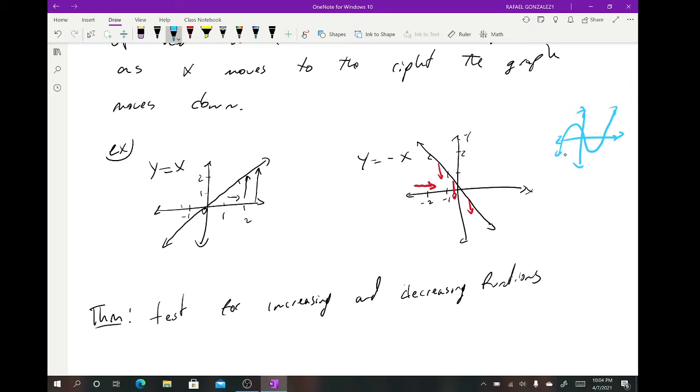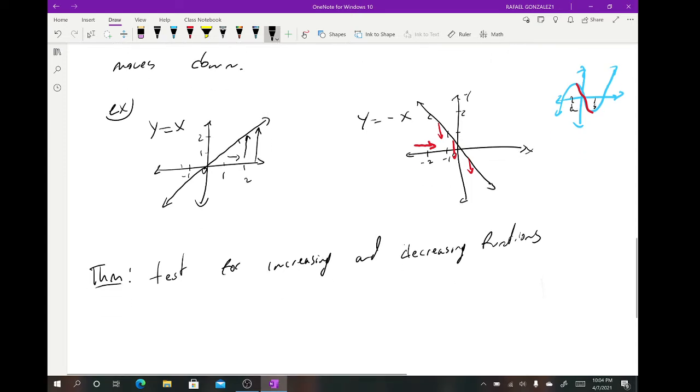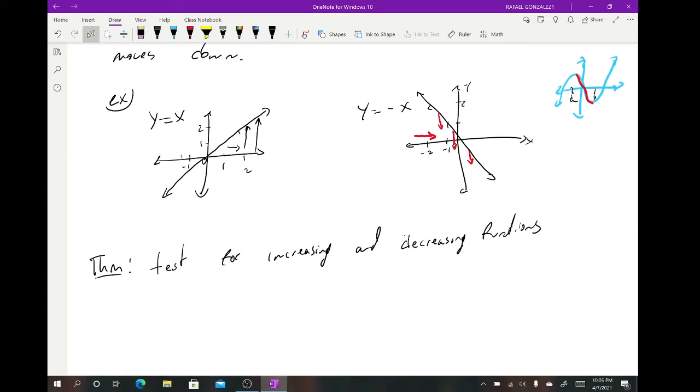This function is not going up throughout the whole graph. There are values for which the graph actually goes down, namely from here to here. So sometimes it's very useful to know what interval this corresponds to. Anyway, the theorem says the following.